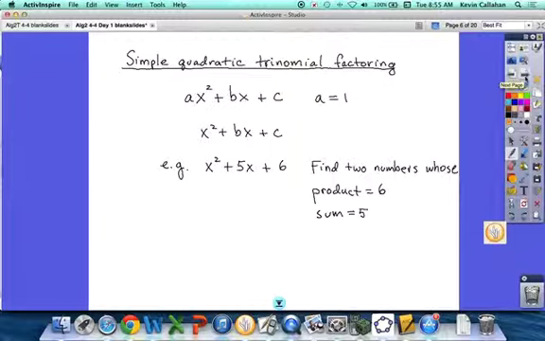Okay, so what I call simple quadratic trinomial is when this number here, the leading coefficient, this a, is 1. So you don't even have an a. You just write a 1 in there. You still got the b and the c. And this would be an example, right? X squared plus 5x plus 6. That's simple because it's 1x squared.